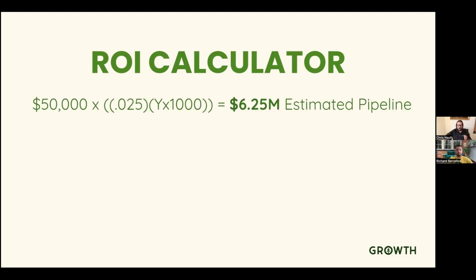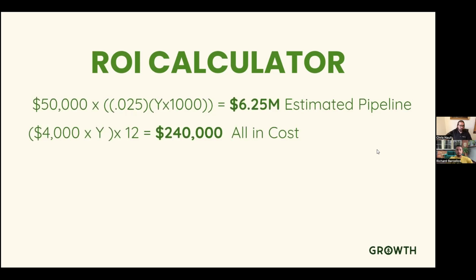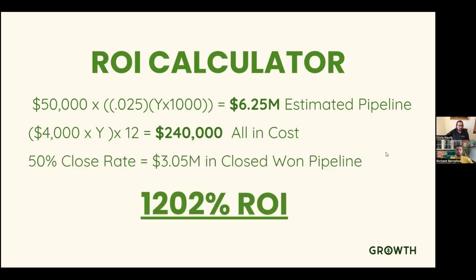$50,000 times the 2.5% of 1,000 companies gives you 6.25 million in estimated pipeline. Your cost to run it for the year: $240,000. If you have a 50% close rate, you've achieved a 1,202,000% return on your investment.